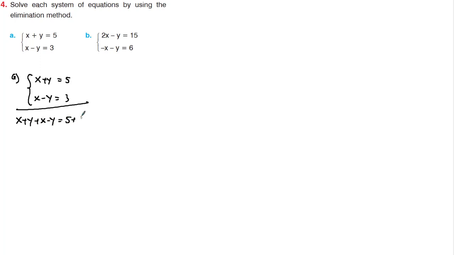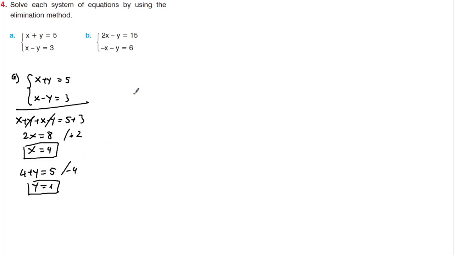It's 5 plus 3. Cancel, cancel. 2x is 8. Divide both sides by 2, we get x is 4. Now that we figured out that x is 4, you can go back and substitute either here or here. Doesn't matter. Let's substitute in the first equation. So 4 plus y is 5. Subtract 4 from both sides. Y is 1.